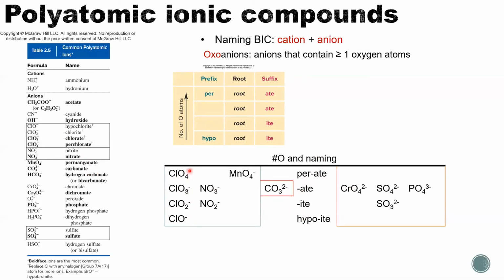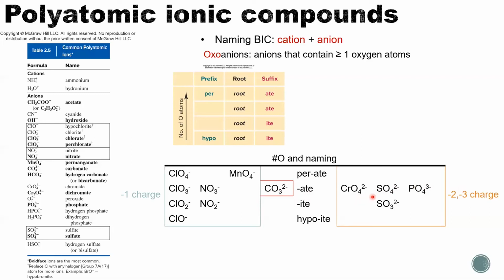If we put the same set of groups here, on the left, you will see these polyatomic ions only have -1 charge. If we have 4 oxygens, it corresponds to per-ate. If you have 3, then it's ate. 2 is ite, and only 1 is hypo-ite. The only exception here is carbonate. Although the number matches 3 oxygens and ate, it has a 2- charge, so the charge does not match.